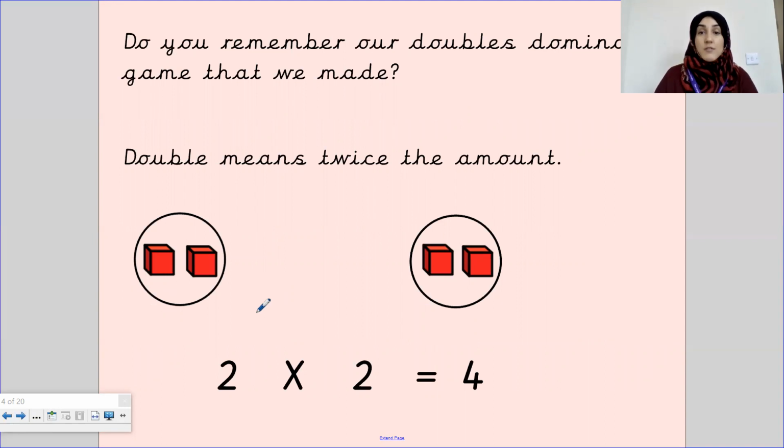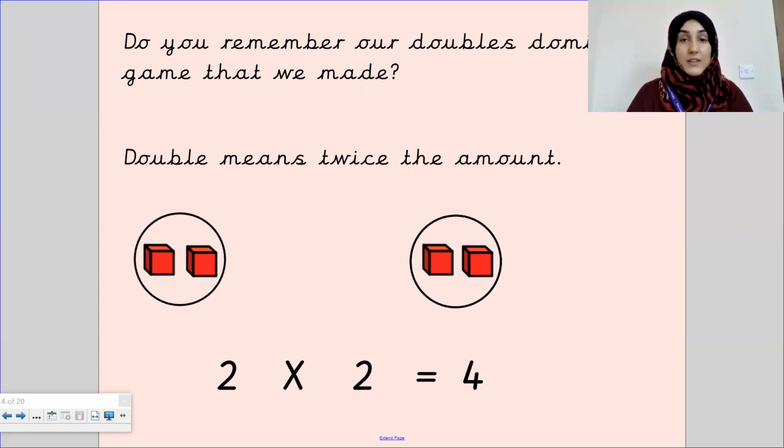Okay, it says, do you remember our dominoes game that we made? Now, I have been checking on Tapestry and I am so impressed with all of the dominoes board games that you have created at home. Very impressed. So well done. Give yourself a pat on the back. You did a fantastic job.